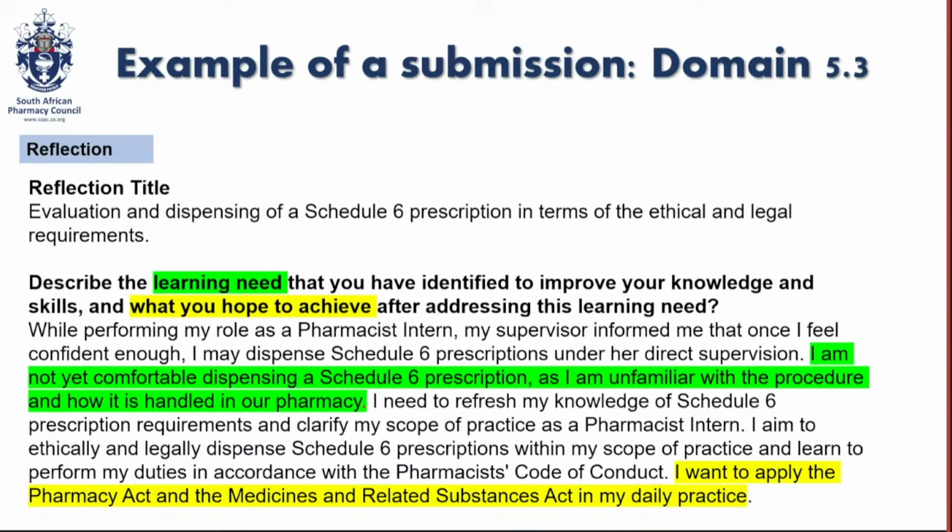I need to refresh my knowledge of Schedule 6 prescription requirements to clarify my scope of practice as a pharmacist intern. I aim to ethically and legally dispense Schedule 6 prescriptions within my scope of practice and learn to perform my duties in accordance with the Pharmacist Code of Conduct. I want to apply the Pharmacy Act and the Medicines and Related Substances Act in my daily practice. So that is an indication of what they want to achieve within this competency standard.